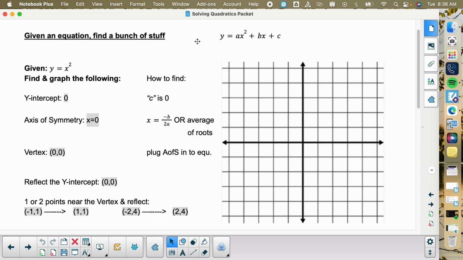Pretty accurate heading. If you're given an equation, find a bunch of stuff. And it's actually the exact same things we were finding before, but before we purposely tried to find them when we graphed from a table. And we just kind of looked and tried to figure something out from that.